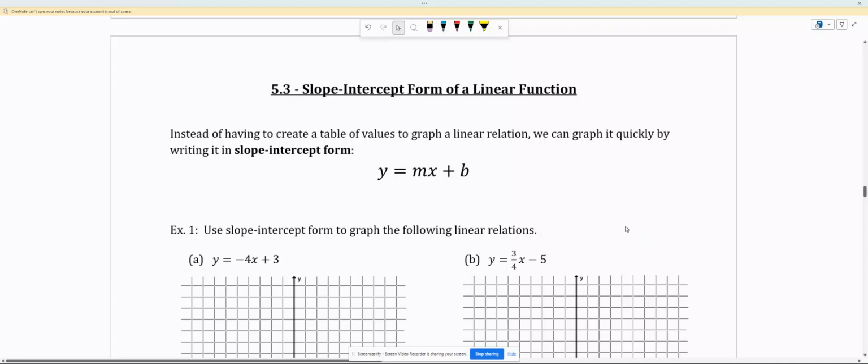It is time for 5.3, probably the most significant lesson of this unit, one of the more significant lessons of this course, actually. It's called slope-intercept form, or most commonly referred to as just y equals mx plus b. This form of a linear equation is extremely useful because you don't have to create a table of values. You can graph these lines very quickly, with a little bit of practice, by using this form.